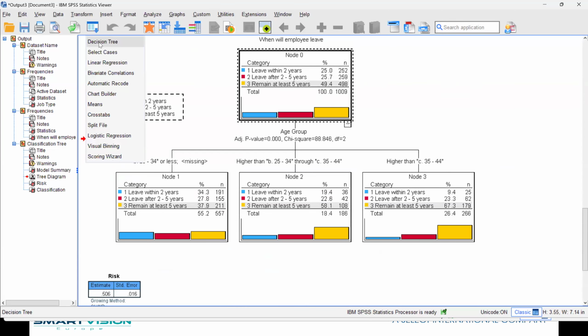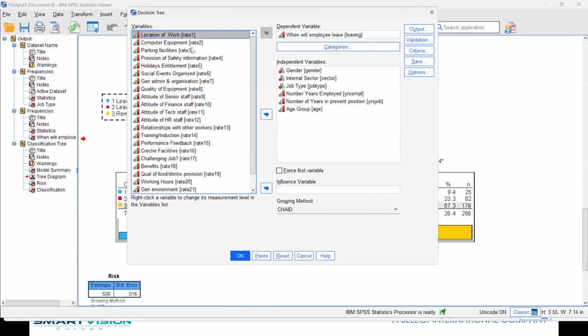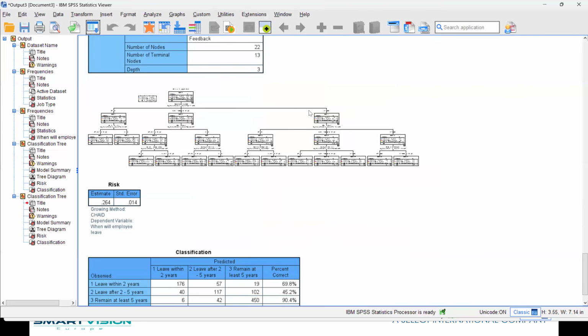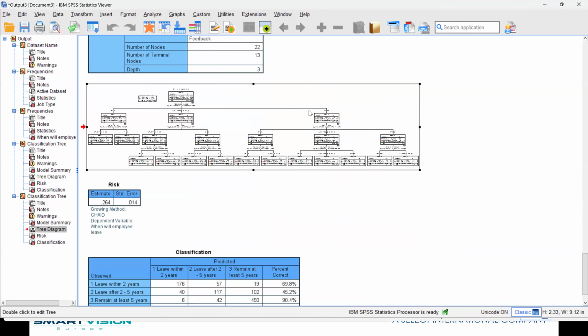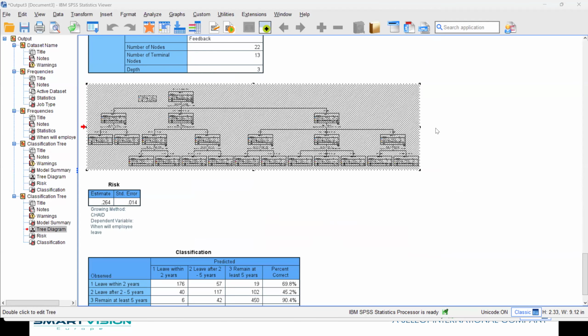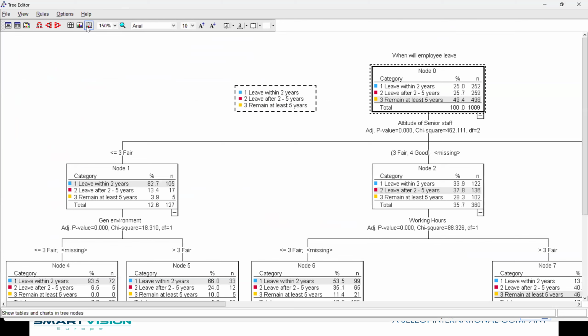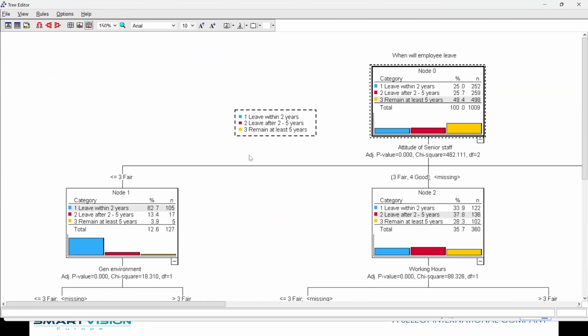What happens if I go back to this relationship here and say, okay, let's chuck in all of the other factors, all of these rating scales where they've been asked about these different aspects of the work. Click OK. Run that again. And it creates a slightly more complex tree for us. We'll zoom into that and have a look. Again, I'm going to ask it to show the colors. Remember, blue means leave in 2 years, and gold means stay at least 5 years.